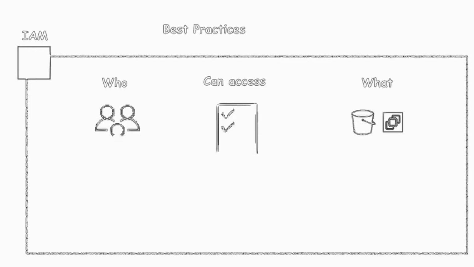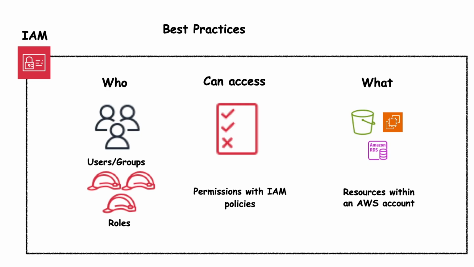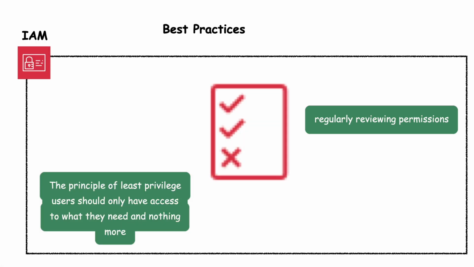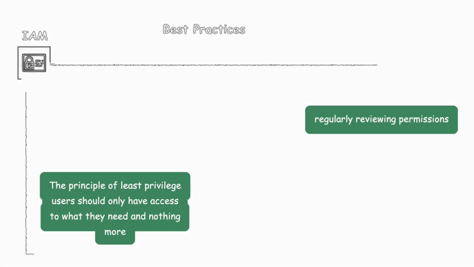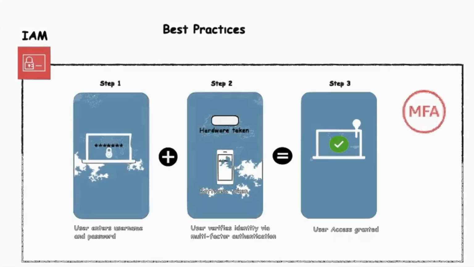To ensure a secure environment, it's important to follow IAM best practices. This includes using the principle of least privilege, meaning users should only have access to what they need and nothing more. It also means regularly reviewing permissions, using multi-factor authentication, and setting up logging to monitor access.